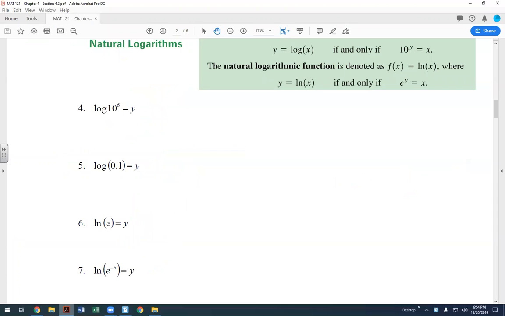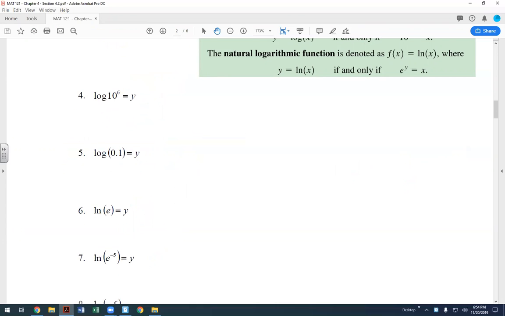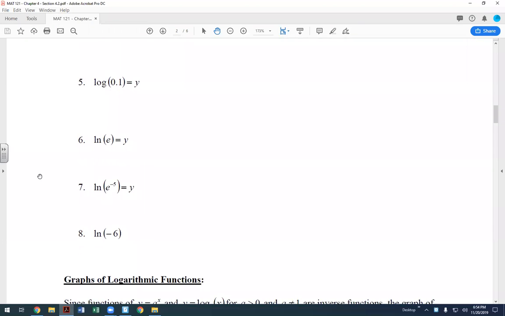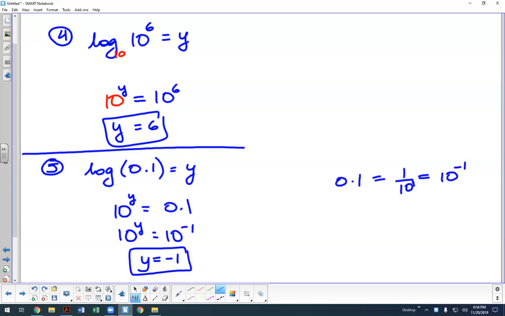Okay, let me see what you guys get for 6 and 7.